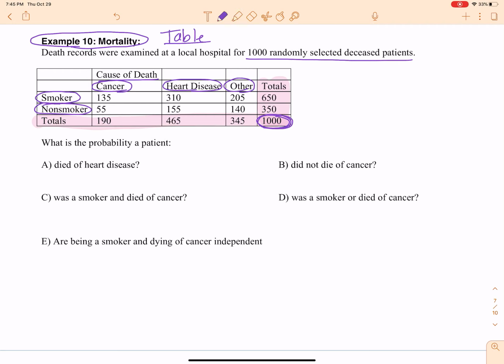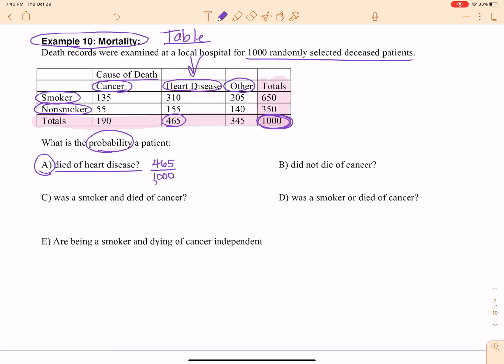Okay. So we're going to go ahead and start on the problem. What is the probability a patient died of heart disease? Remember, some of you are going to look at heart disease right here, and you're going to say 465. All right, but I'm looking for the probability. So keep that in mind. I'm not looking for a count. I'm looking for a value between 0 and 1. So the people who died of heart disease total are 465 out of 1,000. Just like that, you can leave it. Don't do anything else to it.